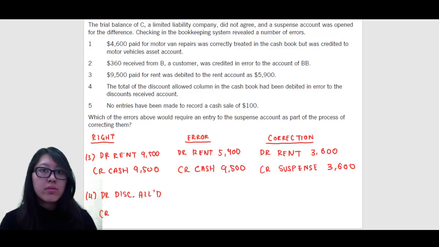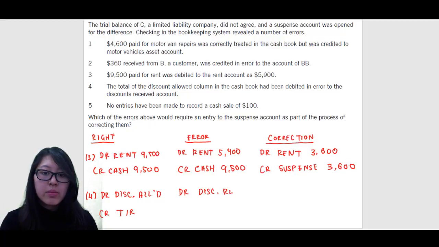We're giving them to trade receivables. So we should credit our trade receivables. But in here the error was debited in error to the discounts received. So we instead debited discounts received, and let's say maybe there's no issue with the trade receivables. So now as you can see, there is a wrong account. If it's a wrong account, then it's an error of commission.